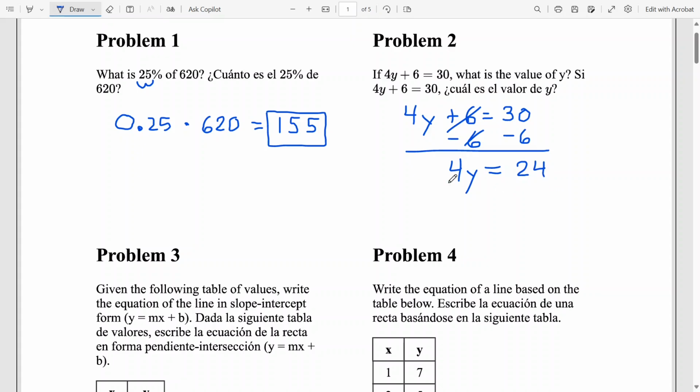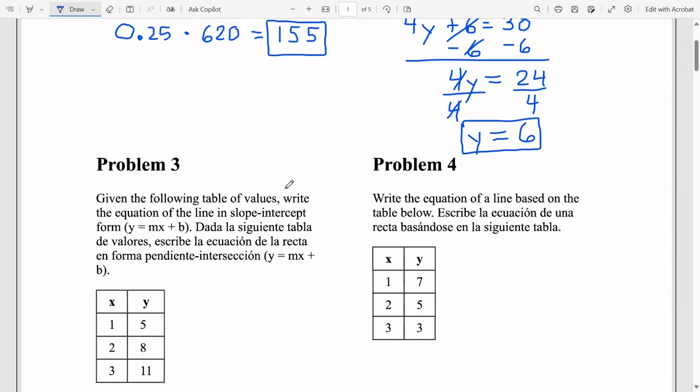Okay, we want to now get rid of the multiplication of 4 by y, so we can divide by 4, do the inverse operation. 4 divided by 4 is 1, and 1 times y is just y. So we get y equals 24 divided by 4, which is 6. Okay, all right, let's keep going.